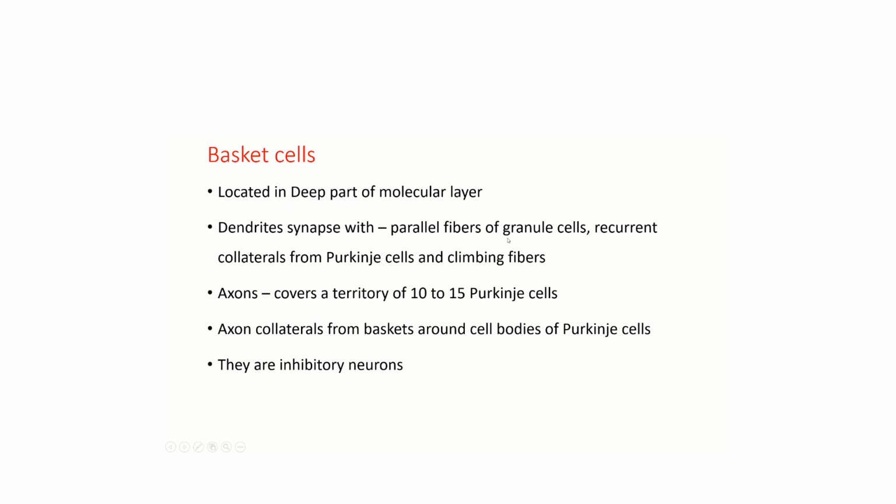Basket cells, these are located in the deep part of the molecular layer. Dendrites synapse with parallel fibers of granule cells, recurrent collaterals from Purkinje cells and climbing fibers. Axons cover a territory of 10 to 15 Purkinje cells. Axon collaterals form baskets around cell bodies of the Purkinje cells.